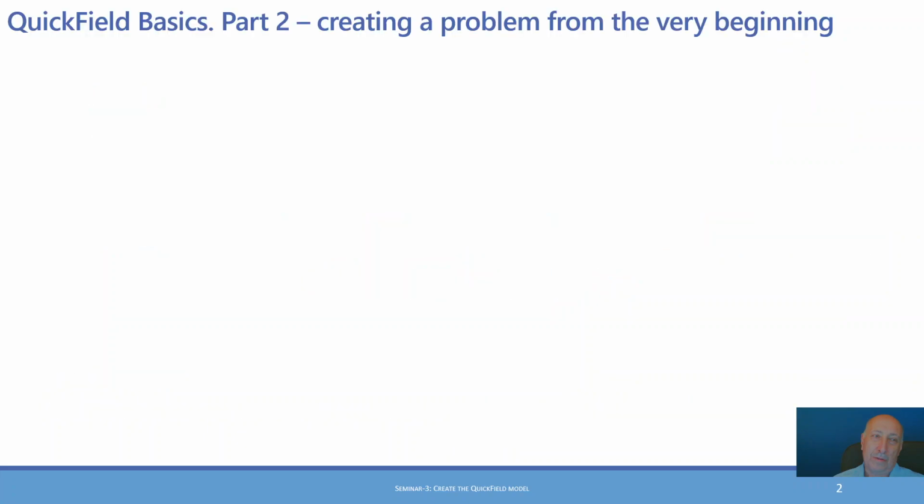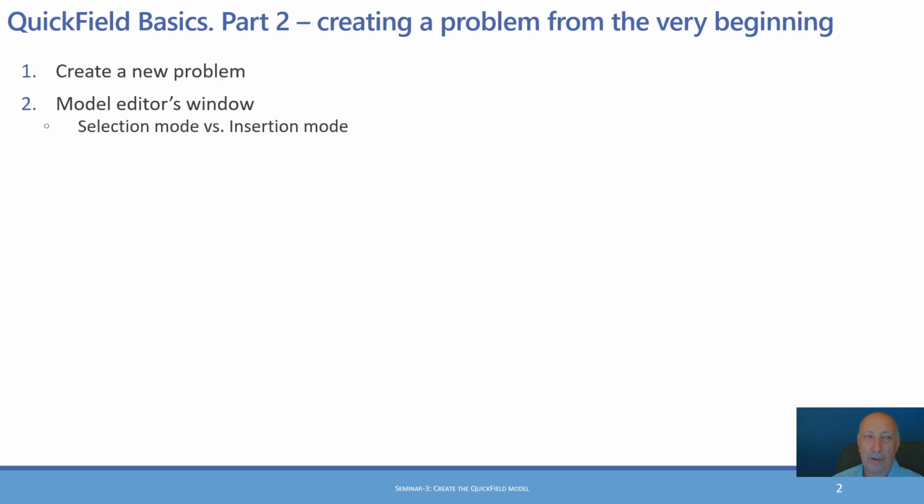Okay, let's go. What is our plan? First, we create a new QuickField problem and tune it. Then we open the QuickField model editor window and see how it works. Model editor, you know, it's responsible for geometry and mesh. You will see two modes. Model editor exists in one of two modes: selection mode or insertion mode.